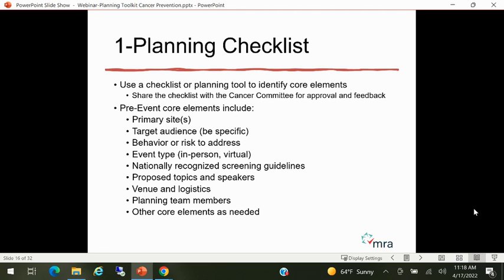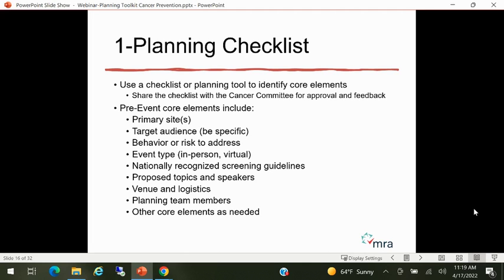Your planning checklist. So use a checklist or a planning tool. You can create whatever works well for you. It could be in Excel or Google Sheets. It can be in Microsoft Word or a Google Word document. Anything that is going to be easy to use and relevant to how your team and your organization functions. Design and share the checklist with the cancer committee for approval of the event at the beginning, and then you can use it for status updates and your final written summary at the end.